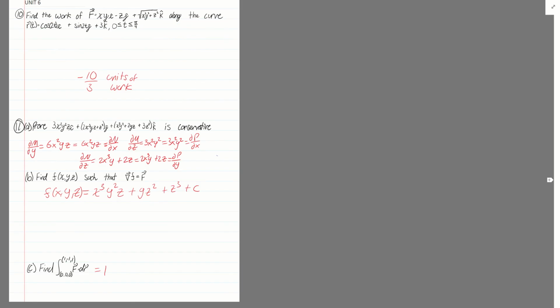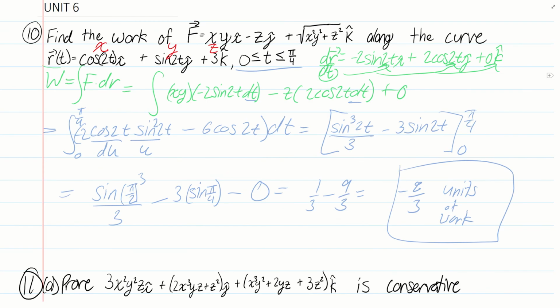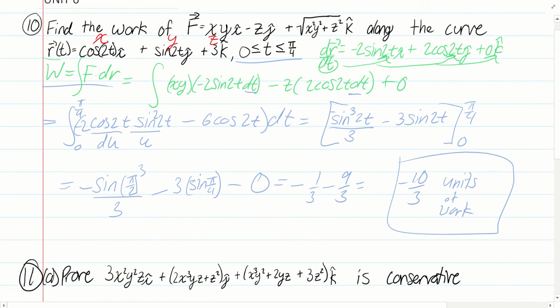Double check. Oops, I made a math mistake there. I forgot to carry my negative here. There's a negative here, so this is actually a negative 1/3, so that comes to minus 10 over 3. All right. Yep, f dot dr, that's work. Remember that your r of t is xi plus yj plus zk, and x, y, and z are all functions of t.